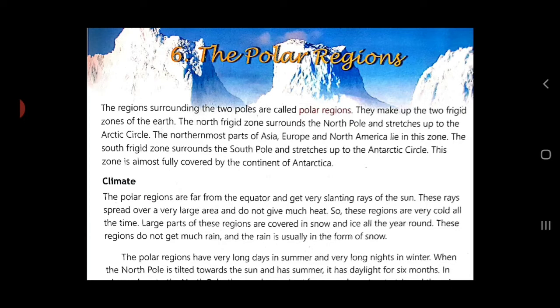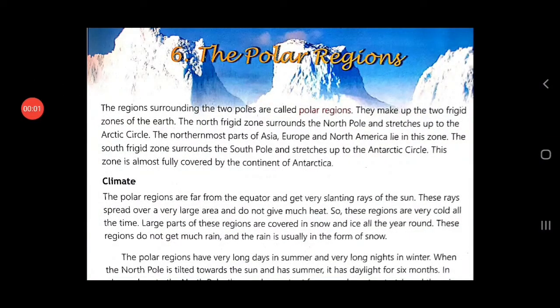Now here we are talking about the frigid zones, towards the North Pole and towards the South Pole. Both these polar regions are far from the equator. These polar regions, the North frigid zone and South frigid zone, are far away from the equator and they get very slanting rays of the sun. In those zones the sun's rays are very slanting.